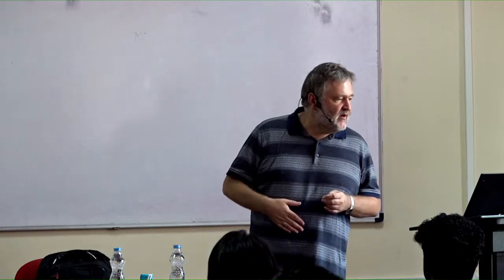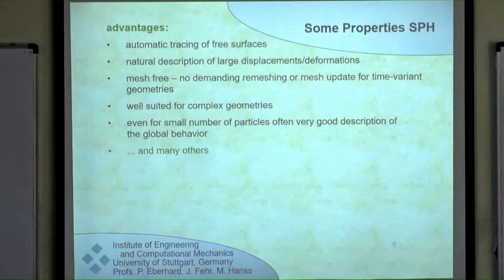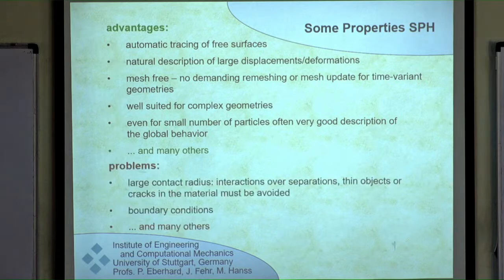Here, there are many advantages. For example, in computational fluid dynamics, tracking of surfaces, free surface flow, is difficult. This is very simple for these kind of meshless methods. You can describe very large deformations and displacements. You don't need any remeshing. It's very well suited for complex geometry. And even for a small number of particles, you can often get a good description of the global behavior. Wonderful. Many more advantages. But to be honest, there are also problems.